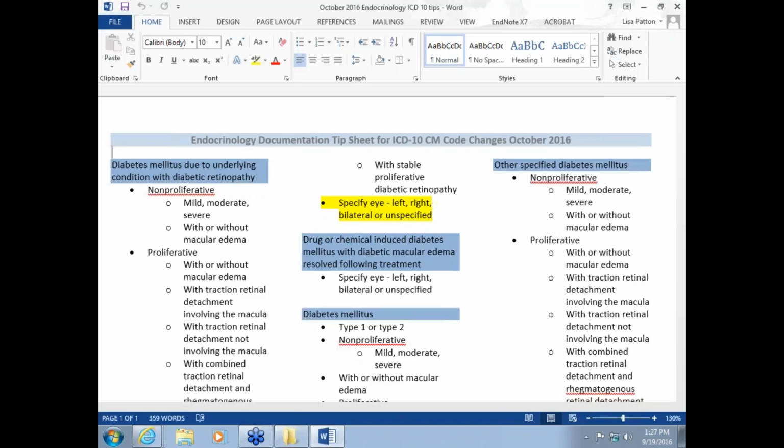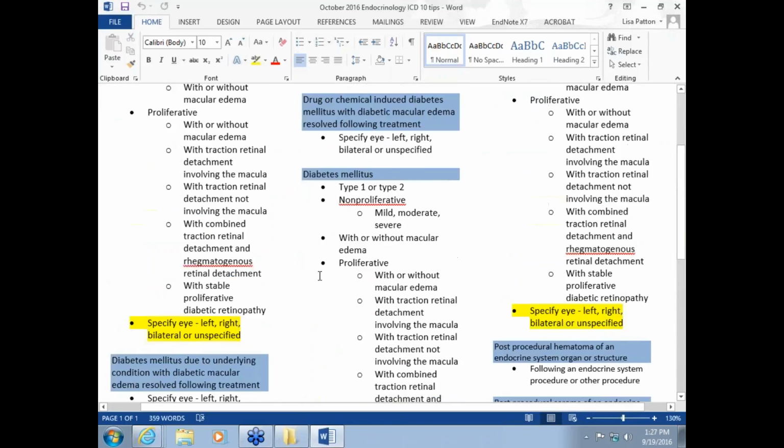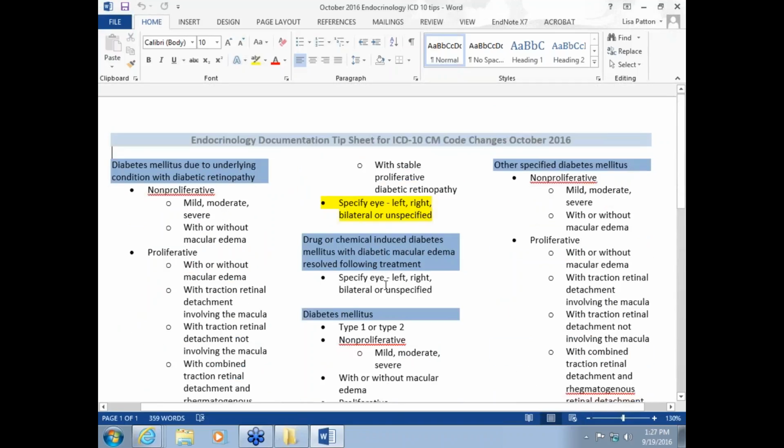If you remember in ICD-10, that's your 3-digit code. So the E08, which is the diabetes mellitus due to underlying condition with diabetic retinopathy. Then the next one down here is the drug or chemical induced diabetes mellitus, which is the E09 category. And I'm going to go through these real quick. I'm going to go back and pull all this together for you.